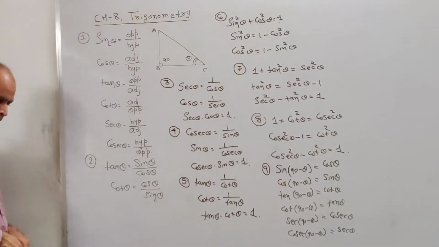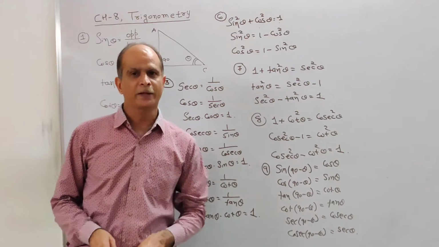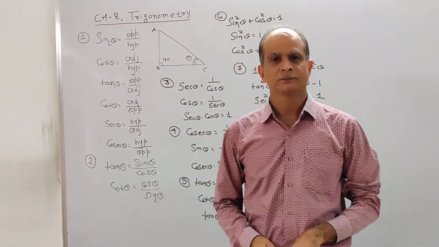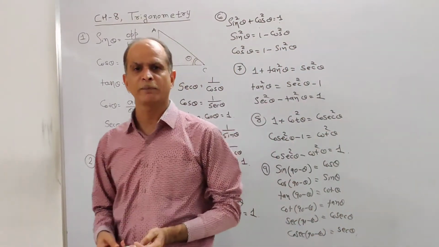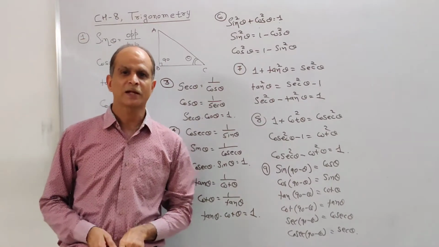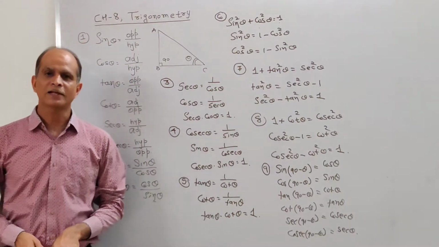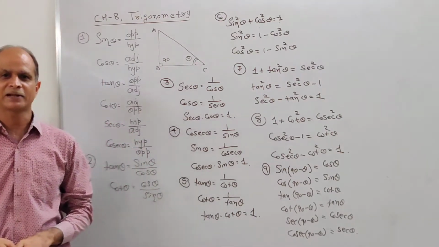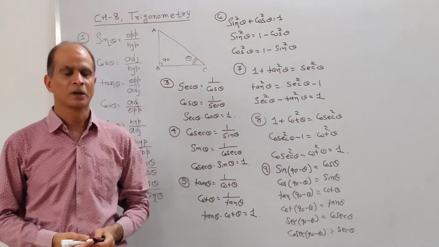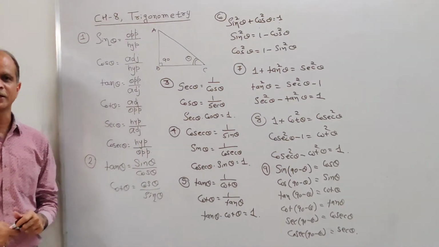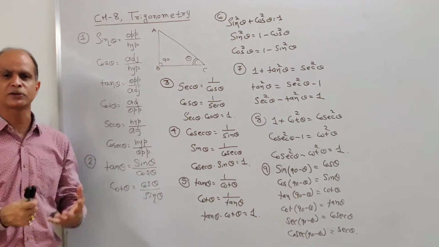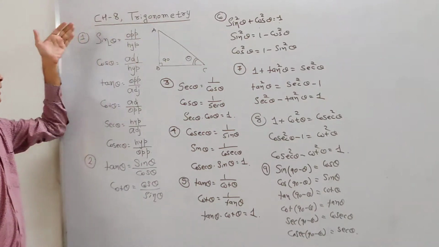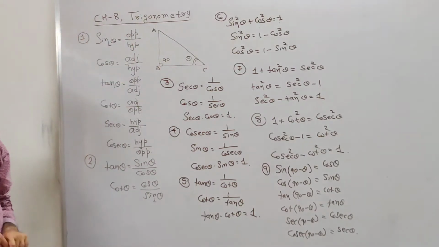Hello friends, we have already completed chapter number 2, that is polynomial, and we have also completed one very important chapter of statistics, and that is probability. Last time we studied one very important branch of mathematics, statistics, chapter number 15. Today we are going to study another very important branch of mathematics, and the name of the branch is trigonometry, chapter number 8, standard 10 trigonometry.